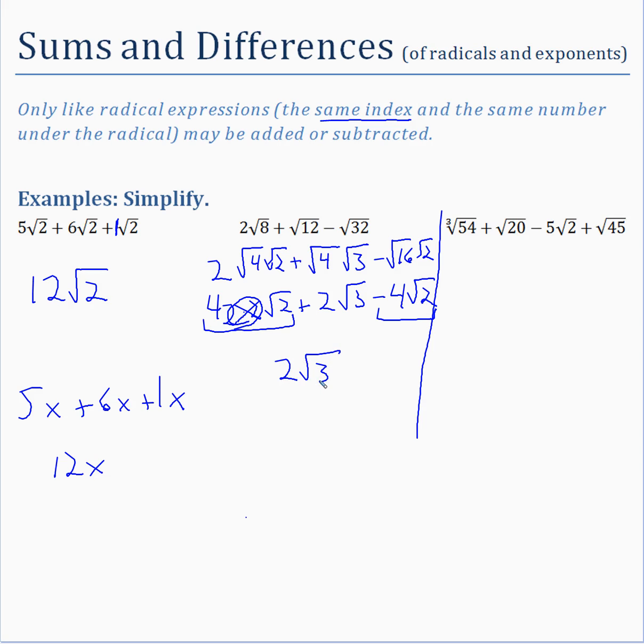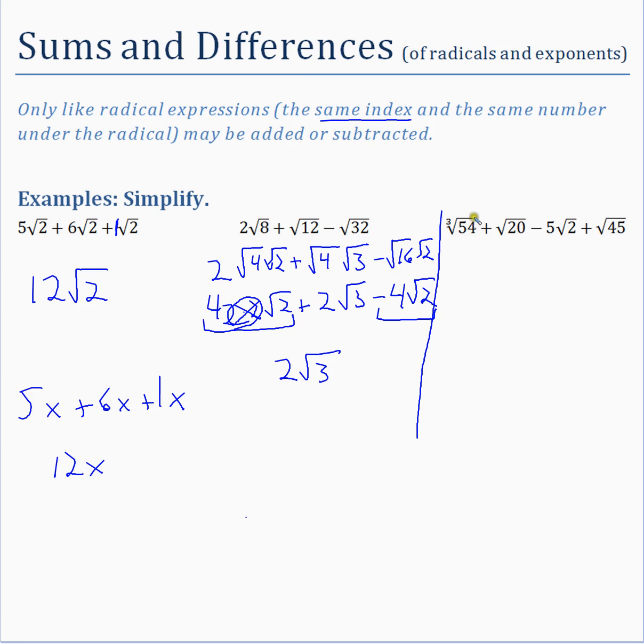All right, the last one here has a cube root of 54, square root of 20, minus 5 root 2 plus root 45. So we'd have to have the same index and the same number under the radical, so this is a cube root, so this probably won't be able to be combined with any of these other ones. But we still do want to simplify it if possible.